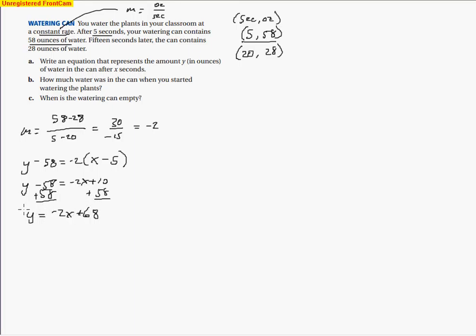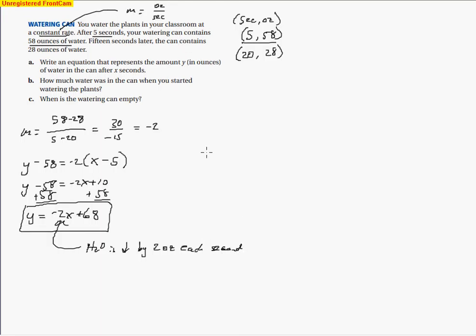So what does this mean? Well, it means that the water is decreasing by 2 ounces each second. And then it also asks how much we started with. Well, that's what the 68 is. This is the initial amount of water, and that's 68 ounces.